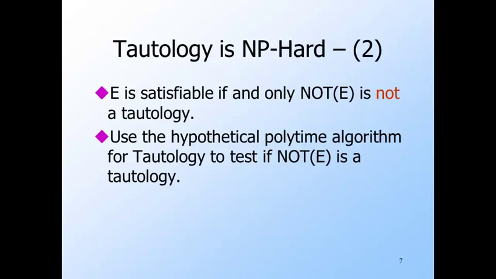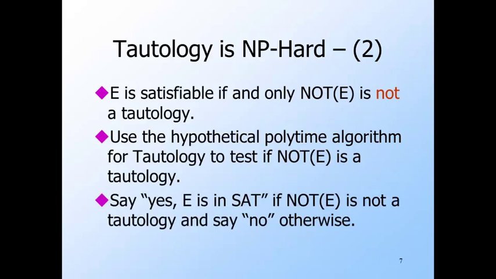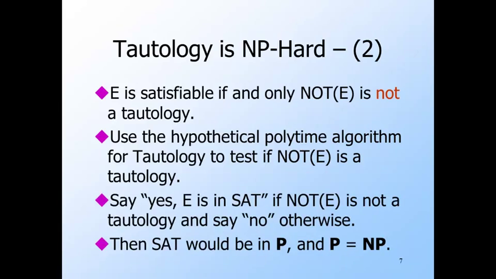So use the hypothetical algorithm for the tautology problem to tell whether or not not E is a tautology in polynomial time. Then just complement the answer. That is, say E is in SAT whenever the answer you got is that not E is not a tautology, and say E is not satisfiable whenever not E is found to be a tautology. That would be a polytime algorithm for SAT, which would show P equals NP. That is all we need for proof that tautology is NP-hard.